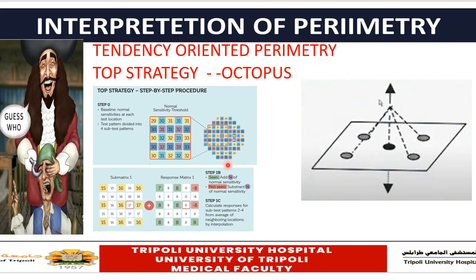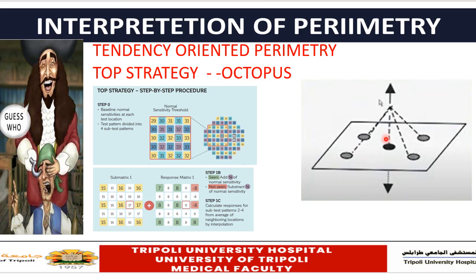It is compared to SITA fast, and it is based, in brief, on the principle that we test one point and determine its threshold sensitivity, and then we test the adjacent 4 points. Instead of testing this point 4 or 6 times to determine the threshold sensitivity, we will adjust the threshold sensitivity of this point according to the responses given from each adjacent point.